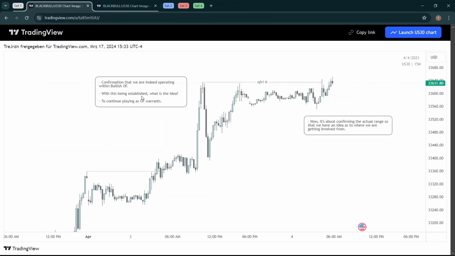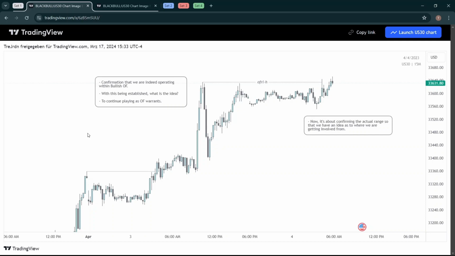If we move on to the third one, this in itself is a bit interesting, but confirmation that we're indeed operating within bullish order flow. Where is the confirmation? It lies within the question from the start of the video: what do we see happening?